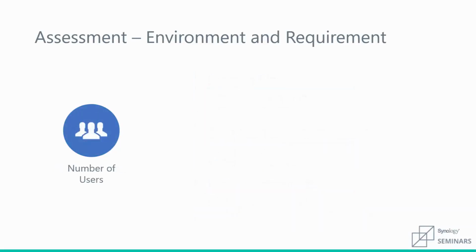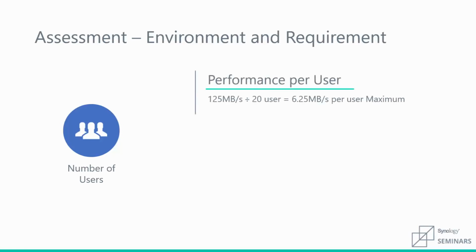A second item to consider is how many users will be accessing your NAS. To determine the performance per user and the bandwidth that you'll need, we can use a simple calculation. Let's divide the performance number by the amount of users and you'll get a rough performance that each user will experience. So for instance, let's start with a connection speed of 125 megabytes a second. 125 megabytes a second divided by 20 users means each user will experience about 6.25 megabytes a second. Add more users and that number starts to go down.